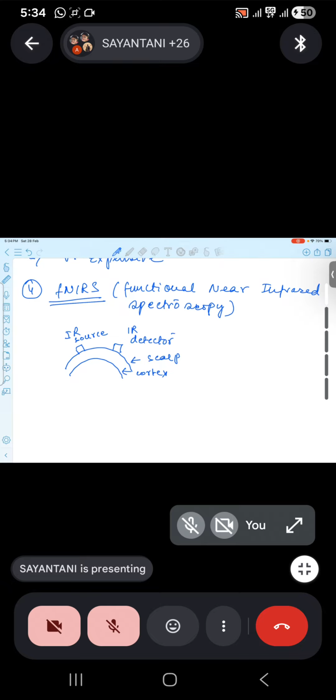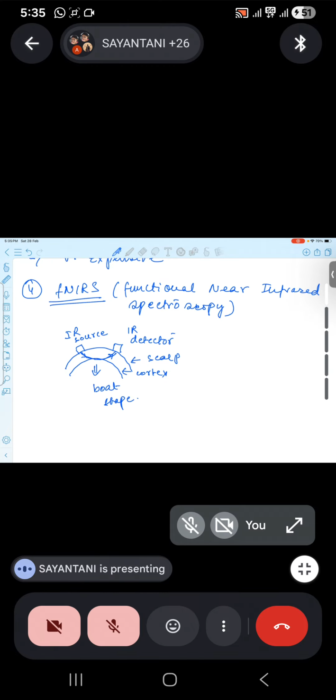So what happens over here is that the IR source generates infrared radiation. A part of this radiation gets absorbed in the cortex and a part gets reflected back, that is detected via the detector. So the shape in which this ray travels is roughly a boat shape. Okay, this is how this particular detection takes place.